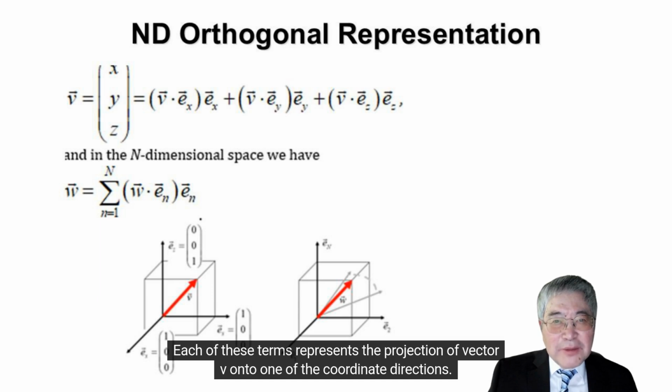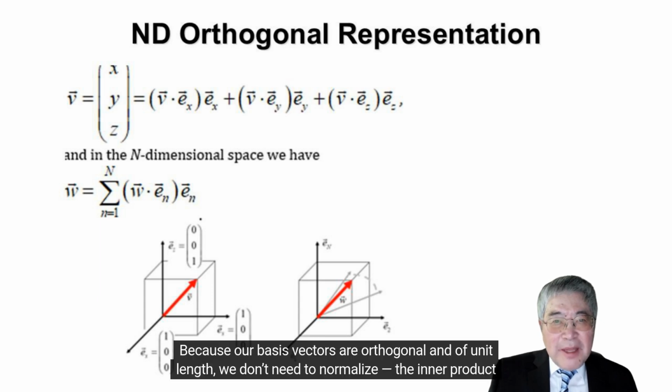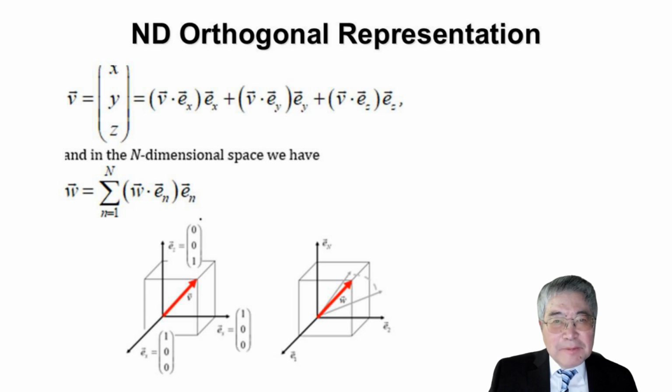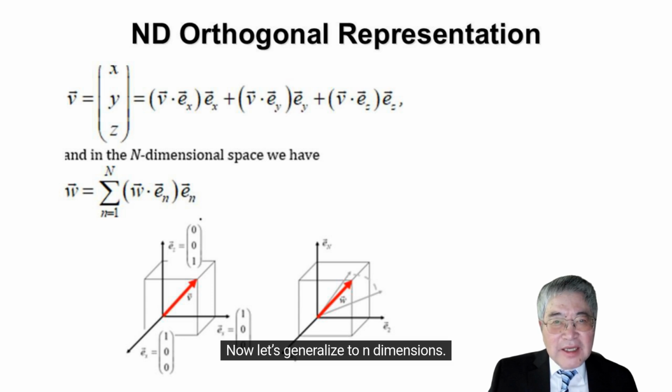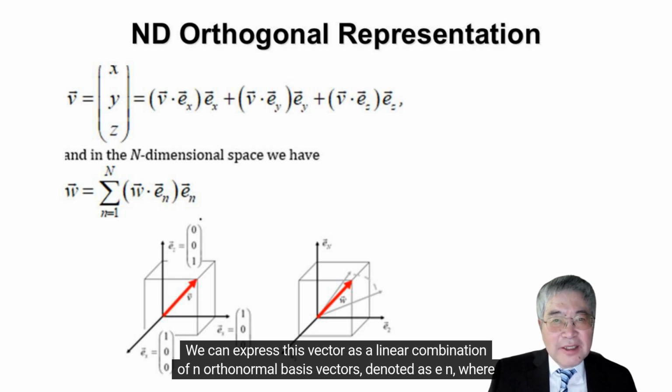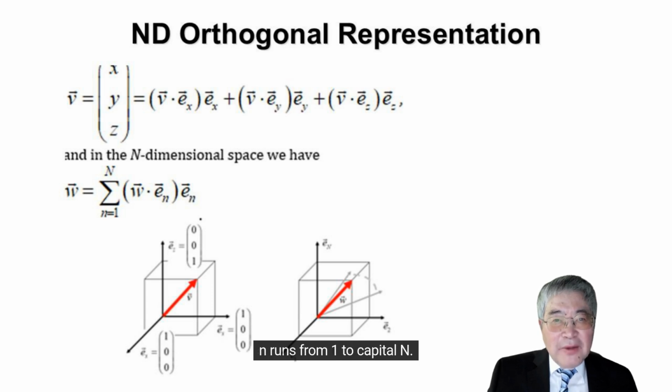Each of these terms represents the projection of vector v onto one of the coordinate directions. Because our basis vectors are orthogonal and of unit length, we don't need to normalize. The inner product directly gives us the component in that direction. Now let's generalize to n dimensions. Suppose we have a vector, we'll call it vector w, that lives in n-dimensional space. We can express this vector as a linear combination of n orthonormal basis vectors denoted as En, where n runs from 1 to capital N.